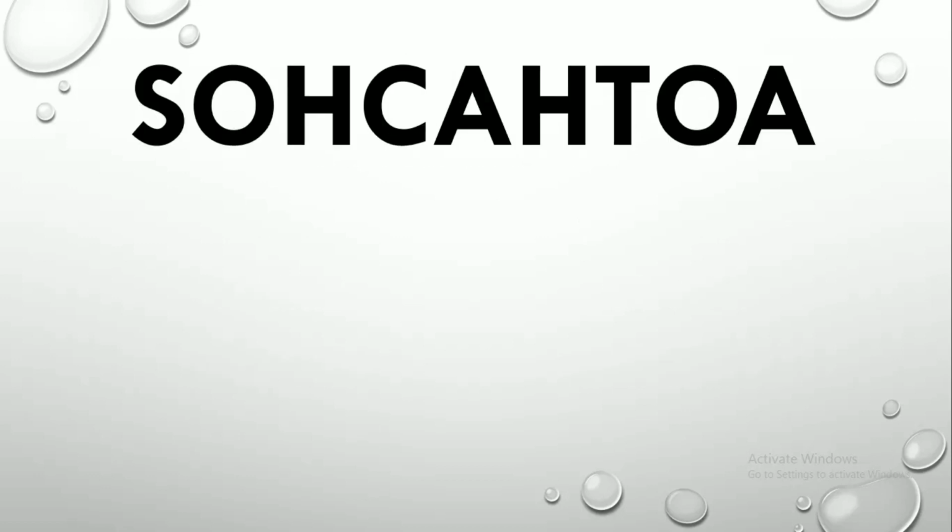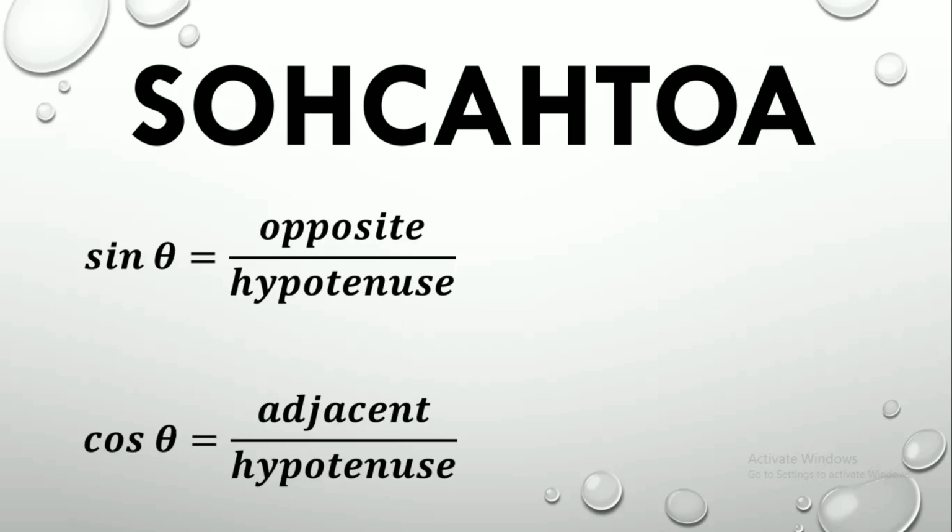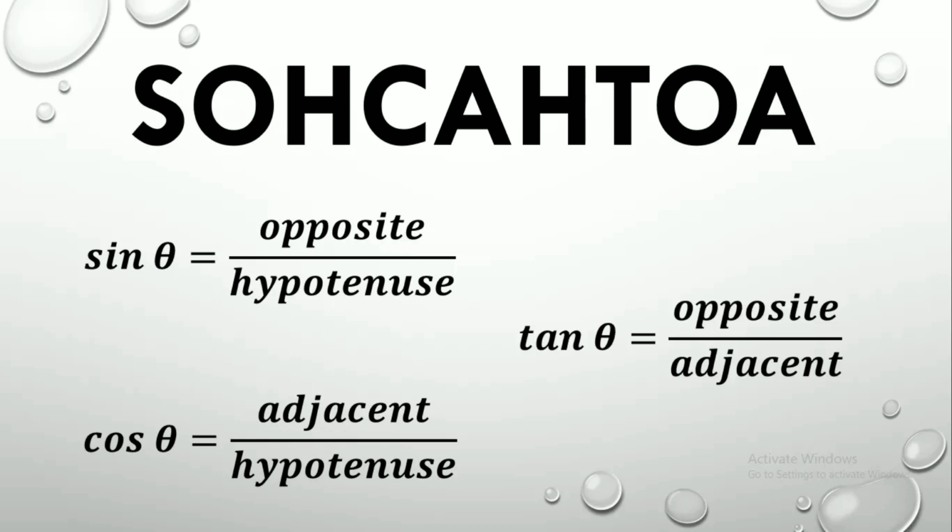There is a famous guideline for us to find the trigonometric ratios in a trigonometric function. This SOH is the formula for the trigonometric ratio of the sine function, where sine theta is equal to opposite over hypotenuse. For cosine, we have CAH, which means cosine theta is equal to adjacent over hypotenuse. And for tangent, we have TOA, which means tangent theta is equal to opposite over adjacent.